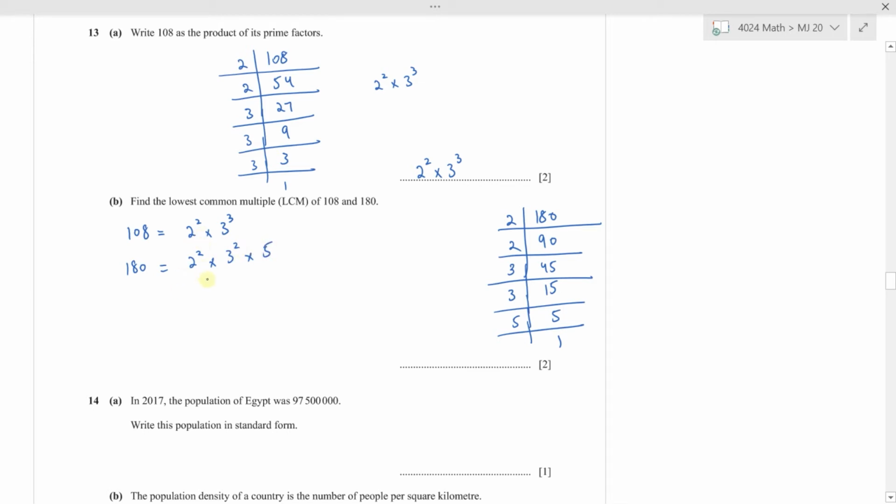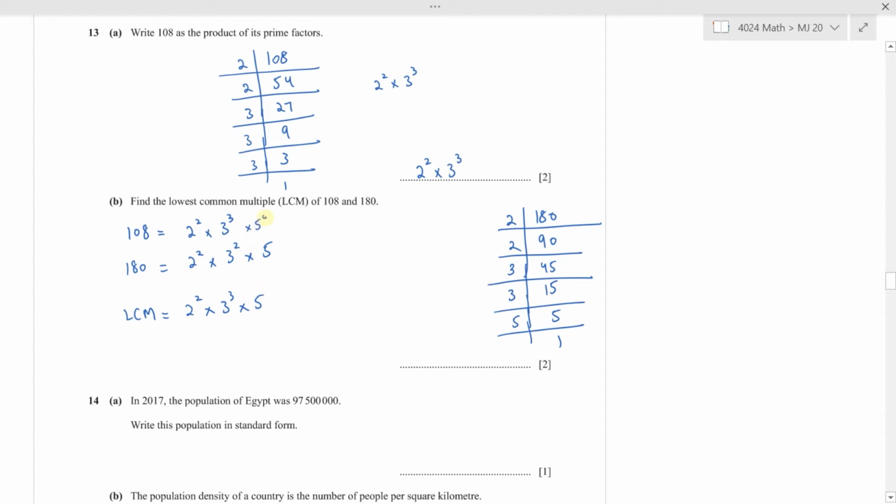Now to calculate the LCM, we take the highest powers of the prime factors. So the LCM will be, so the highest power, both have 2 power 2, so we'll take 2 power 2 into the highest power of 3 here is this one, 3 power 3, so I'll take 3 power 3 here. And here you don't have any 5, here you have 5 power 1, so I will take 5 power 1, which is the highest power of 5.